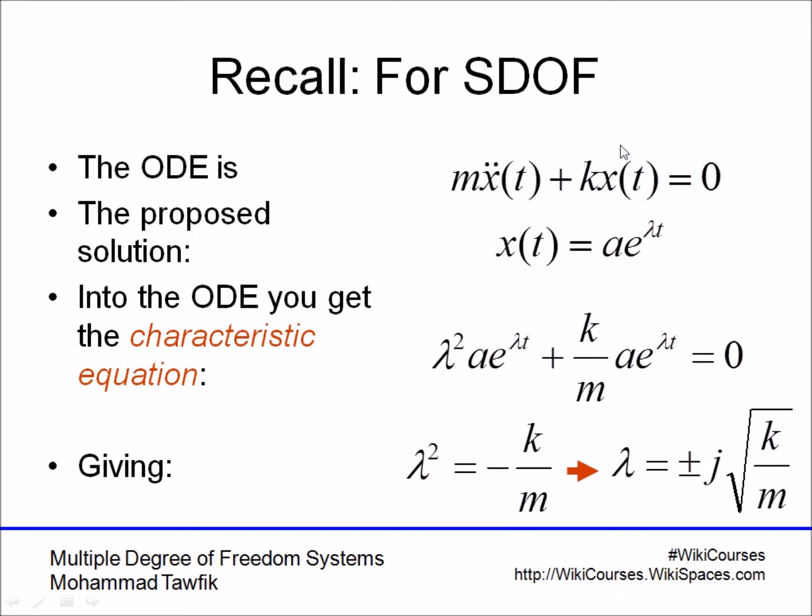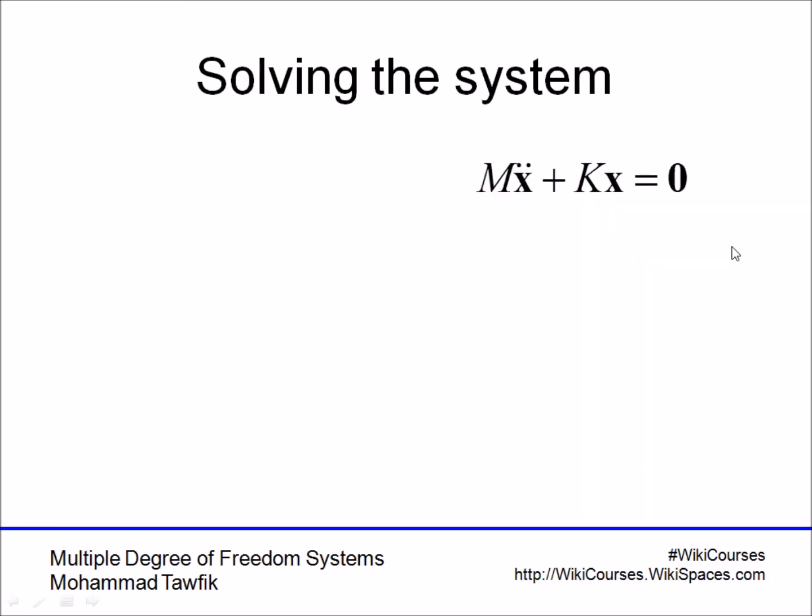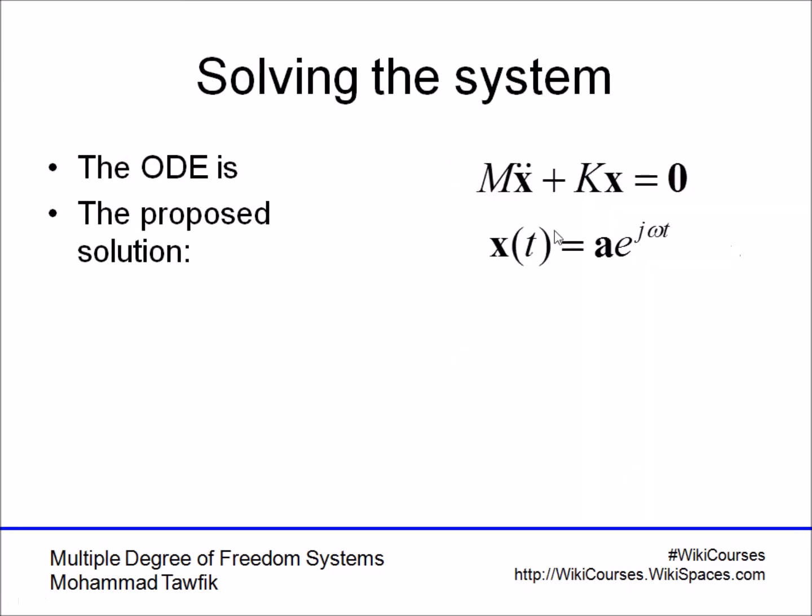Now k and m are, in our case, in a multiple degree of freedom system, matrices. So we'll handle them in a little bit different way. We'll start by proposing the solution a e to the power j omega t. In this case, a is a vector, which we will later call the mode shape. So x of t, which is a vector, is equal to the vector a multiplied by e to the power j omega t, and this is the general harmonic motion.